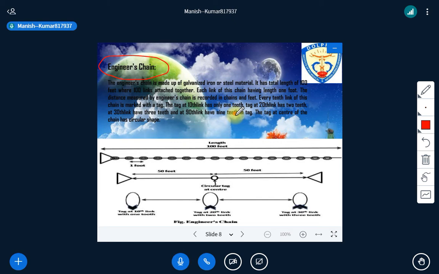Here also you will find the tag or tally marks. Every 10th link of this chain is marked with a tag. The tag at the 10th link has only one tooth. The 20th link will have two teeth, the 30th link has three teeth, and the 90th link has nine teeth in the tag. So every 10th link you get one tag or tally mark in the engineer's chain.